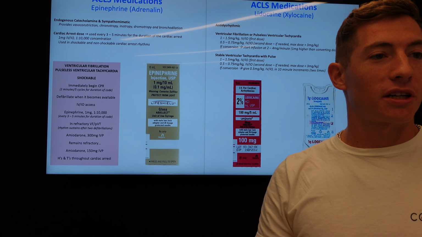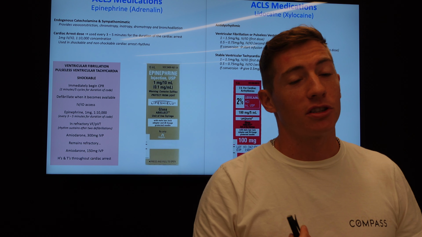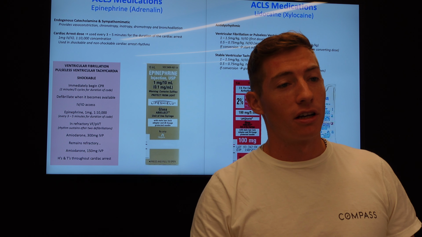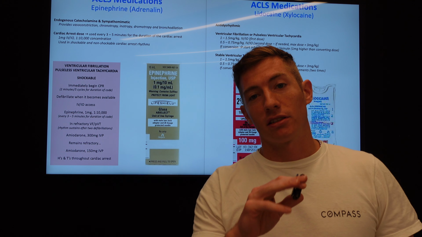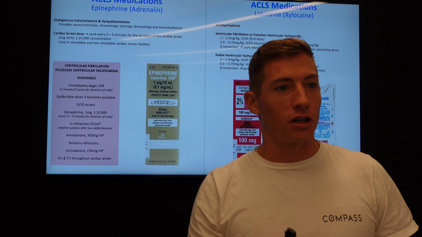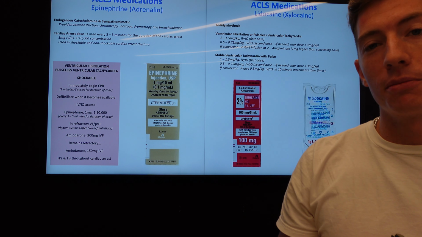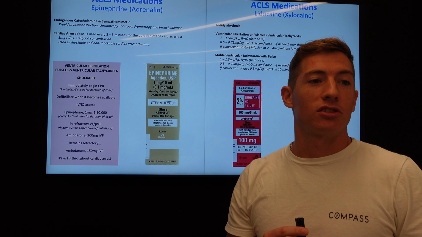Cardiac arrest dose, we're going to use every 3 to 5 minutes for the duration of the cardiac arrest. And we're giving 1 milligram IV IO, and this is the 1 in 10,000, the more potent concentration. It's used in shockable and non-shockable arrest rhythms.